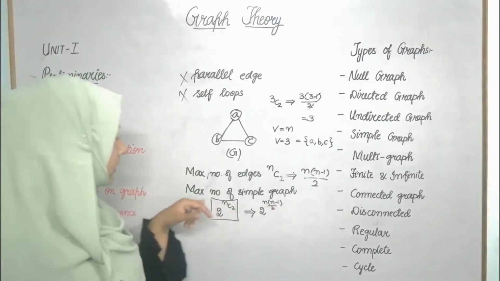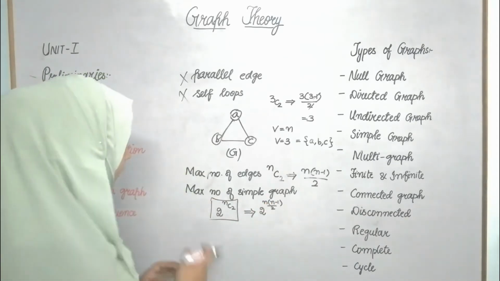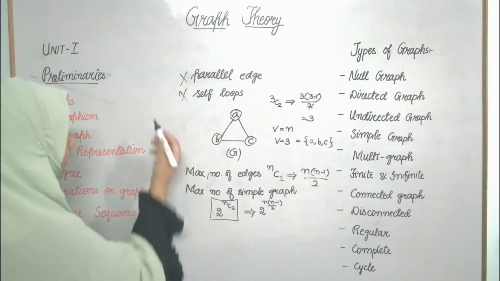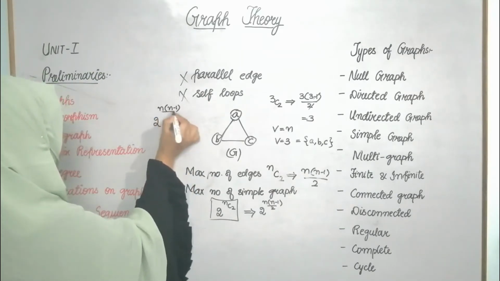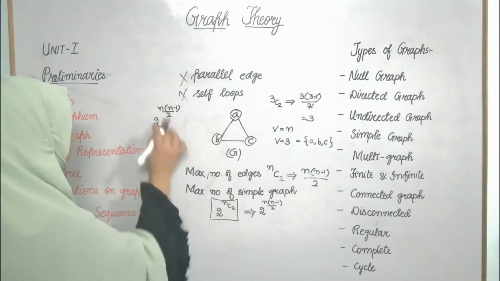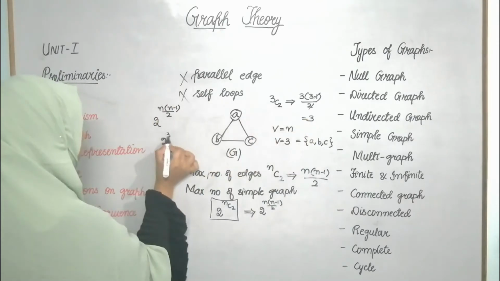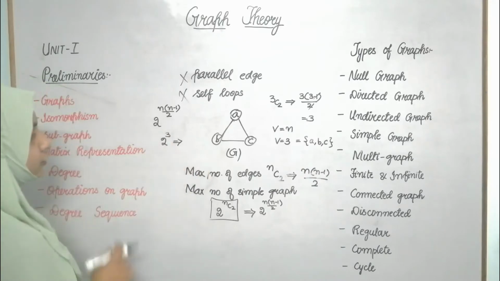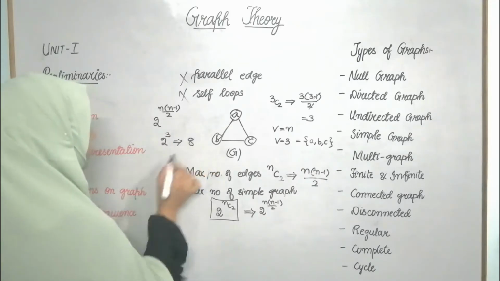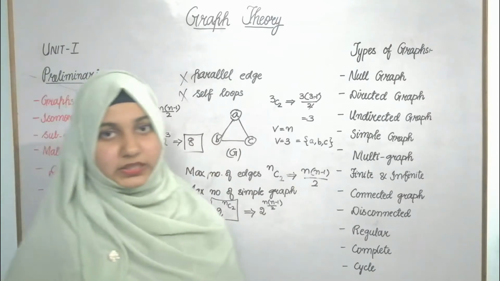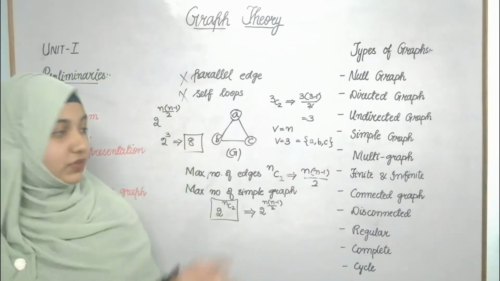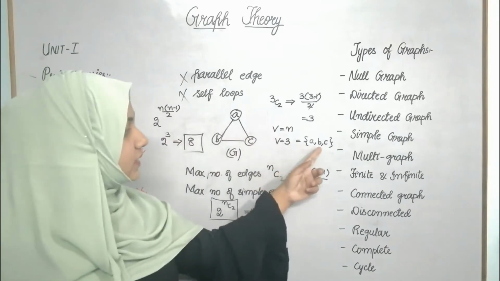Whereas the case for the maximum number of simple graphs, what is written here? 2 power n into n minus 1 by 2. Same thing, 2 power, and this is what? 3. Now 2 2s are 4, 4 2s are 8. So 8 possible simple graphs. 8 possibilities. We can have 8 different types of simple graphs using these 3 vertices A, B and C.